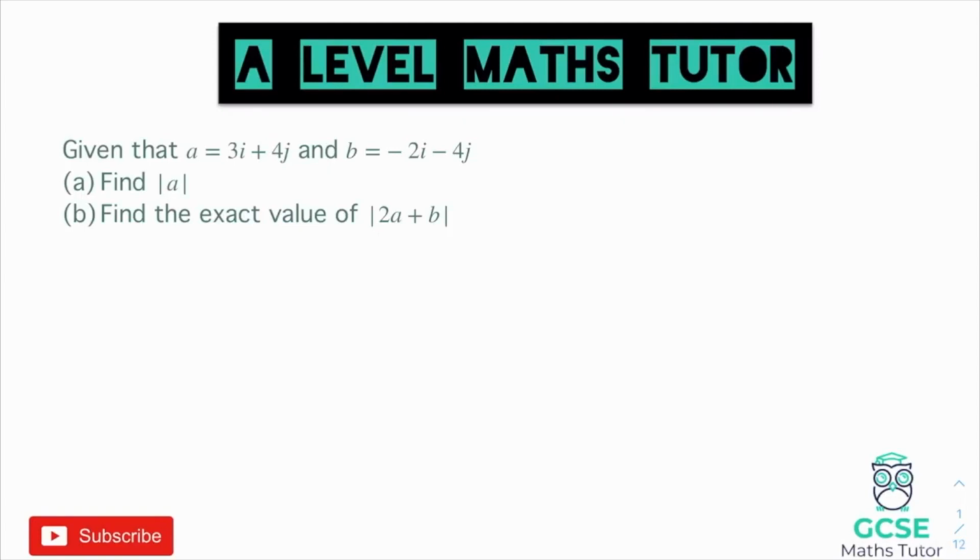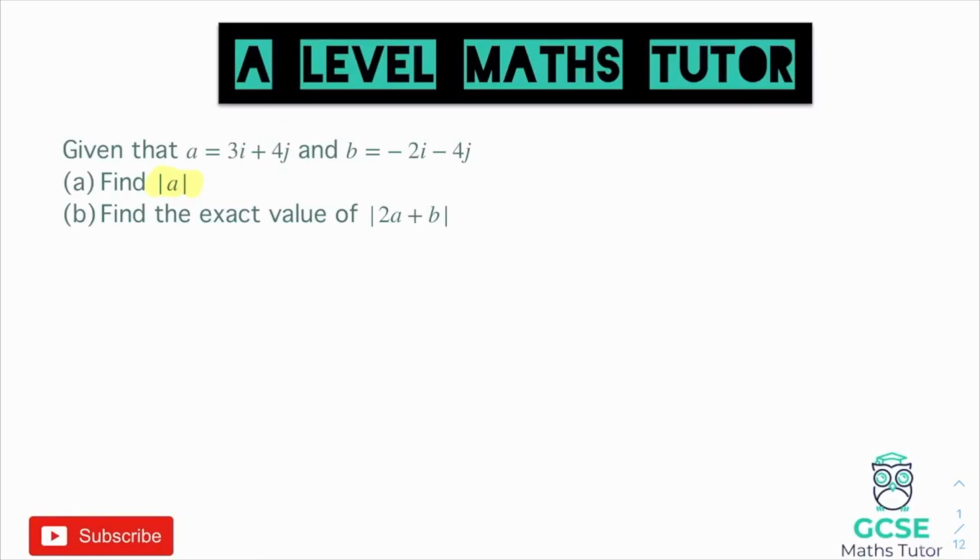So it says, given that A is 3i plus 4j and B is negative 2i minus 4j, we're going to find two different things here. Now already you might have noticed there's a little bit of new notation to write, and that is this bit here where it says find A, and it's between these two lines. Now those two lines just mean the magnitude of whatever's inside it. So this means the magnitude of A.